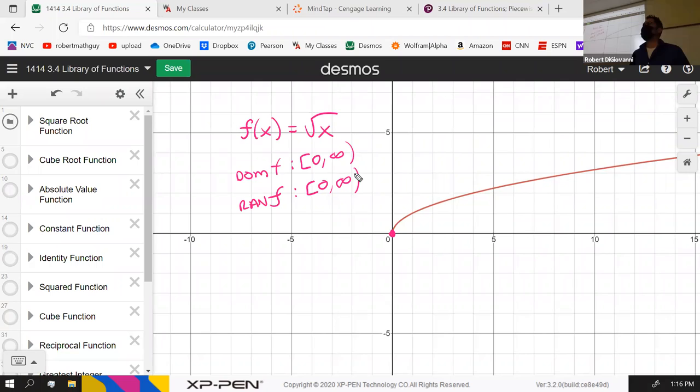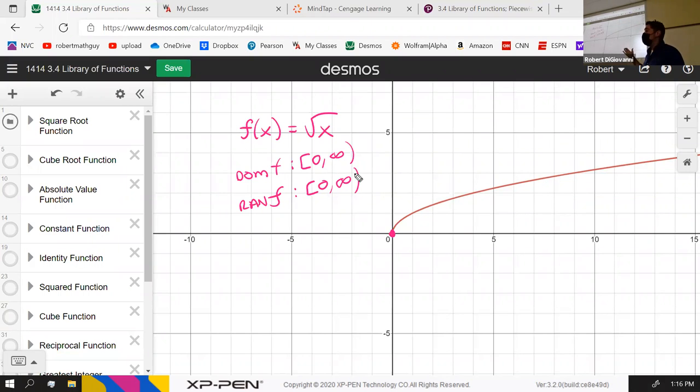Is it increasing or decreasing or constant? What is it? Increasing always, right? As you move from left to right, it's always going up. Do we have any x-intercepts? Just zero, right? Do we have any y-intercepts? Zero also, okay? Right, it only hits the x and y axis at the origin. Are there any questions on the way I'm doing this? Because this is what we're going to do for each of these functions, just talk about them.